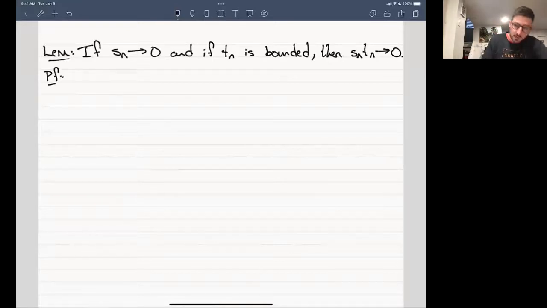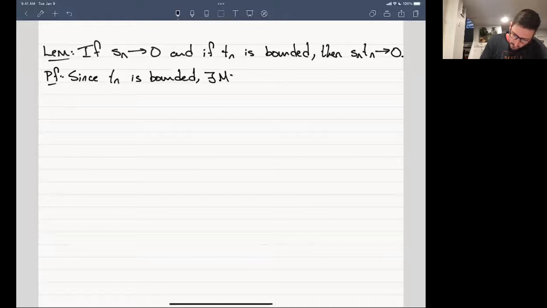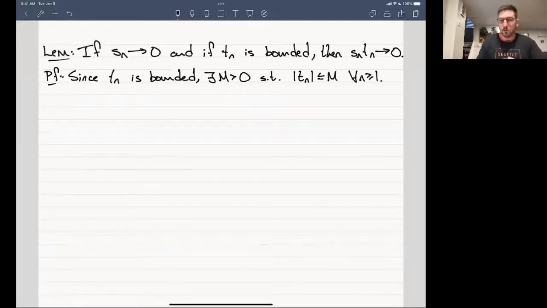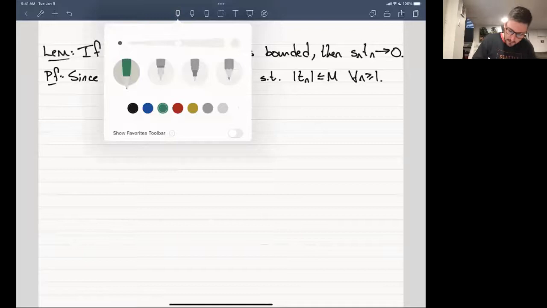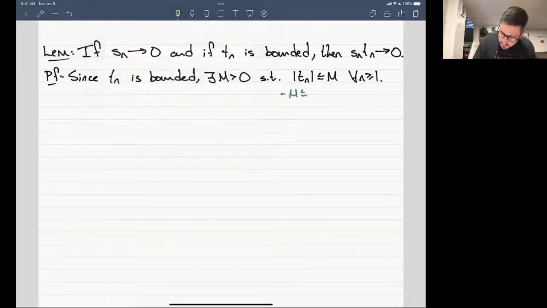So again, the proof of this is quite simple. First of all, since Tn is bounded, there exists some positive capital M such that the absolute value of Tn is less than or equal to M for all n greater than or equal to 1. That's just the definition of being bounded, right? It has an upper bound and a lower bound. We use the absolute value here to account for both of them. You can always open this up, and this is minus M is less than or equal to Tn, which is less than or equal to M, telling you you have a lower bound of minus M and an upper bound of capital M.